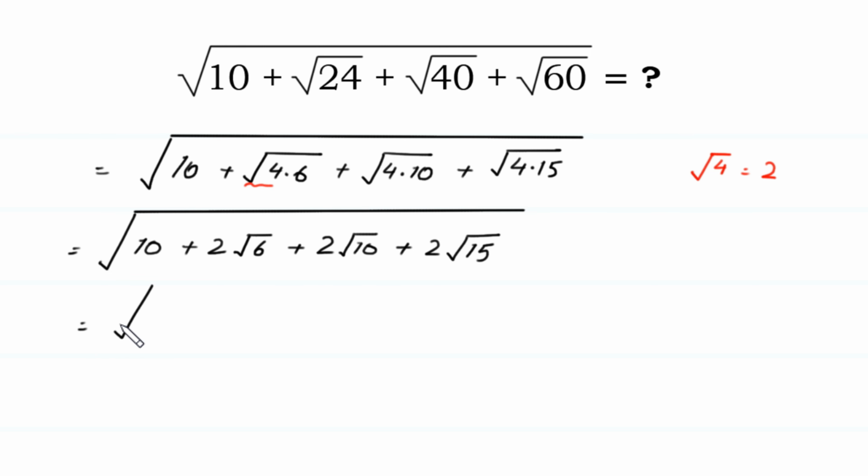Next, square root of 10 plus 2 times square root of, we can write this 6 as 2 times 3 plus 2 times square root of, we can write this 10 as 2 times 5 plus 2 times square root of, we can write this 15 as 3 times 5.